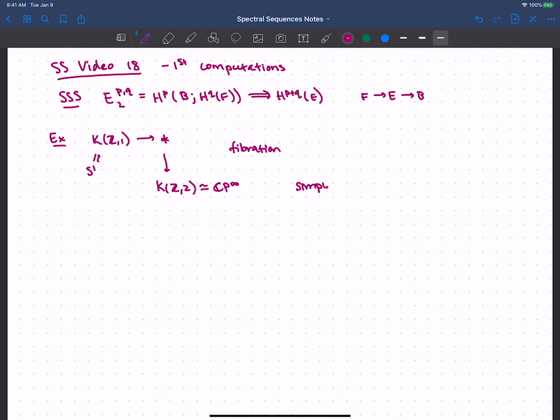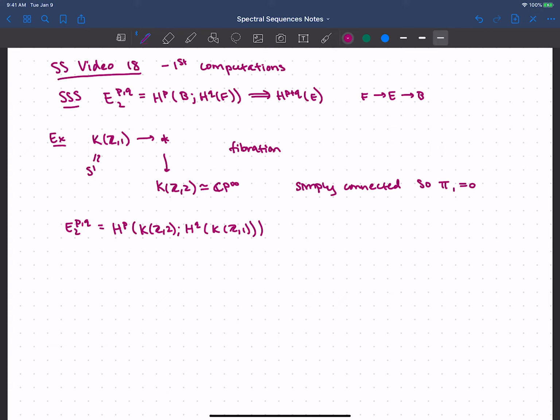Okay, but in particular, whether we know it's CP infinity or not, for KZ2, we know all the homotopy groups. So our base is simply connected here. So pi1 is 0, and that tells us that we don't have to worry about local coefficients when we look at our Serre spectral sequence. And what does that Serre spectral sequence look like? Well, the E2 page is going to be the cohomology of the base, that's our KZ2, with coefficients in the cohomology of the fiber, that's KZ1.